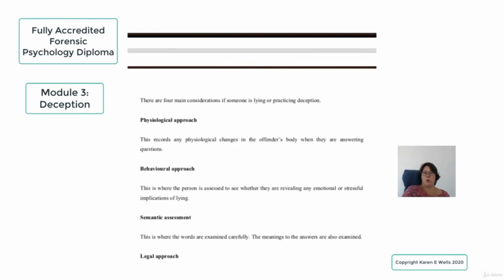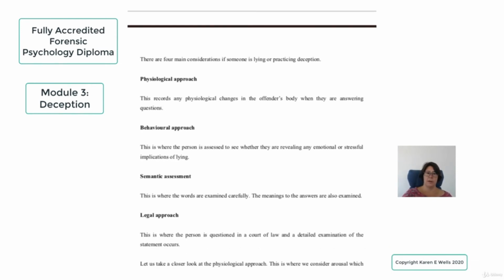So there's four main considerations if somebody is lying or they want to practice deception. The first is a psychological approach, okay? So this is recording any psychological changes in the offender's body when they're answering questions. So it's looking perhaps a little bit at body language. The second is the behavioural approach. This is where the person is assessed to see whether they're revealing any emotional or stressful implications of lying.